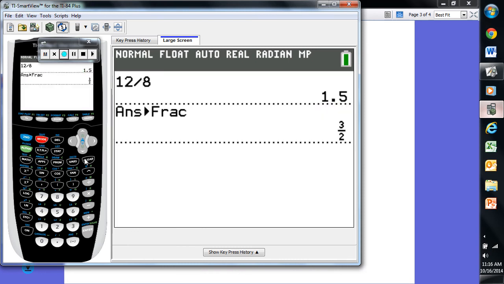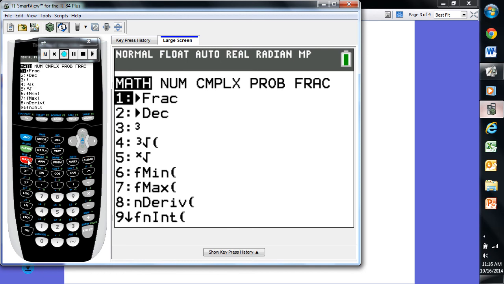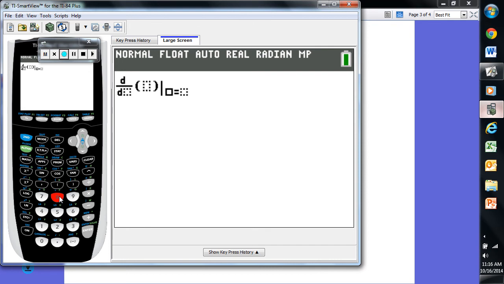First things first, if you want to find the derivative of a function, you can go to Math. Number 8 says numerical derivative. So let's find the derivative of x squared. So we could do d dx of x squared, and we want to do it at the point x equals 5. Now hopefully you all know what the answer is going to be. It should be 10, right? Because the derivative of x squared is 2x and 2 times 5 is 10. And the calculator shows us that.